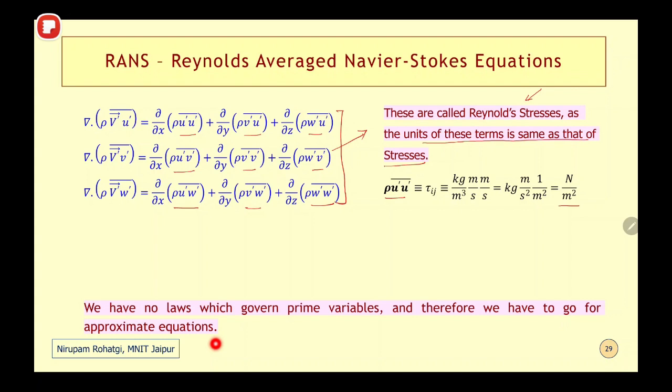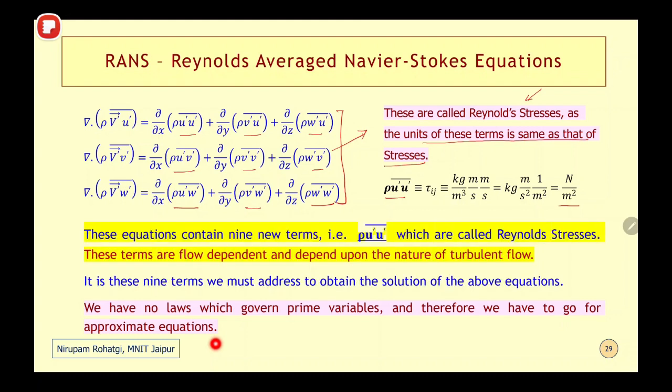Okay. So now the thing is, these equations contain 9 new terms, which are called Reynolds stresses. These terms are flow dependent and depend upon the nature of turbulent flow. On what will these depend? They are fluctuations in velocity. So basically they will depend upon the type of flow and the type of fluid. Right? Okay.